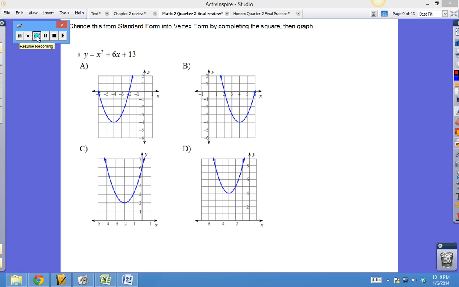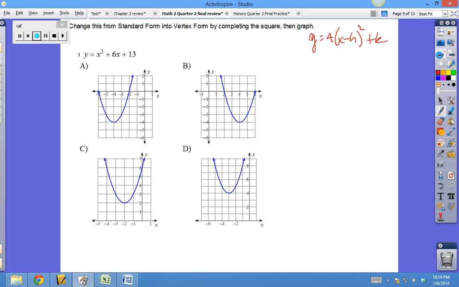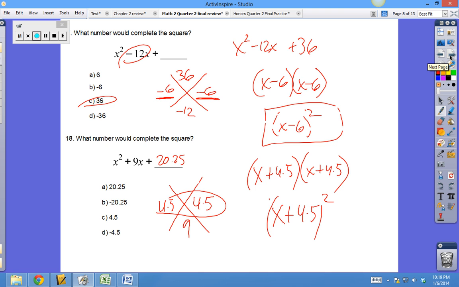Okay, so it should pick up on this problem right here, multiple choice. And you need to change it into vertex form. So the vertex form is y equals a(x minus h) squared plus k, and you've got to use this idea that we just did right here of completing the square.